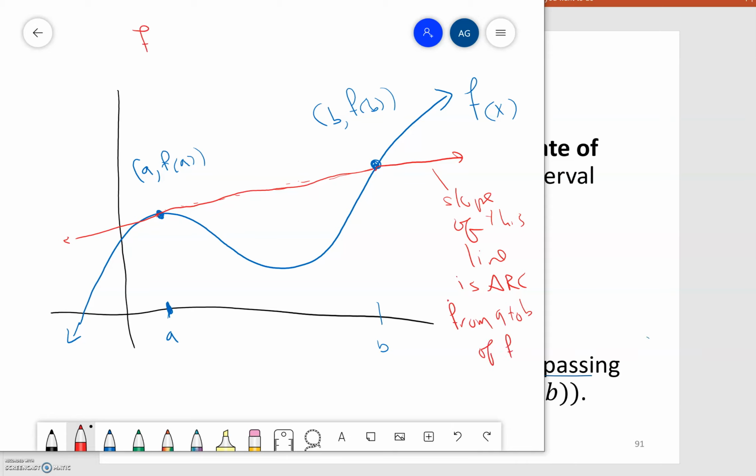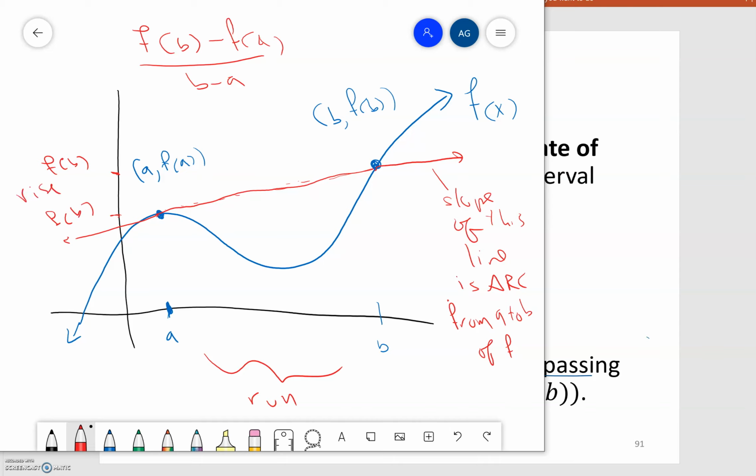Okay, and so what is it? Well, it is f of b minus f of a over b minus a. So b minus a, basically it's just this length. That's your run, b to a. And the rise is this length here. So that's f of b, and that's f of a. So that's the rise. So we're just looking at rise over run, which is another definition for slope.